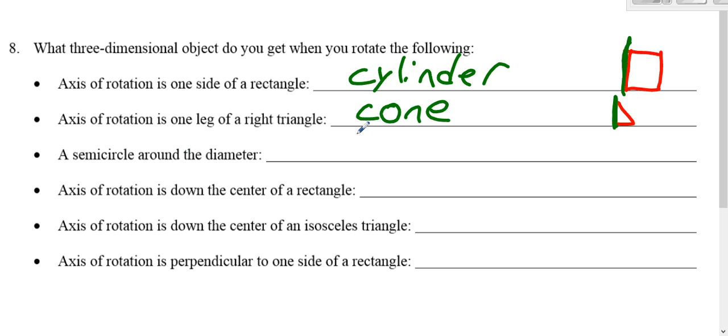If you have a semicircle and you rotate around the diameter, that will get you a sphere. If you have a rectangle and the axis of rotation is down the center, so that it bisects the rectangle, that will be a cylinder.